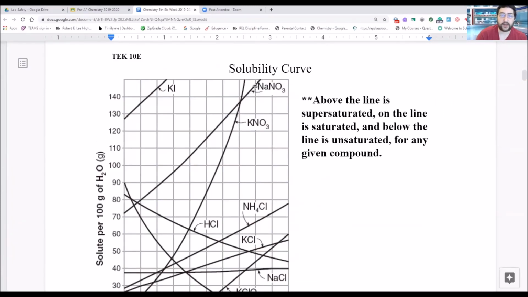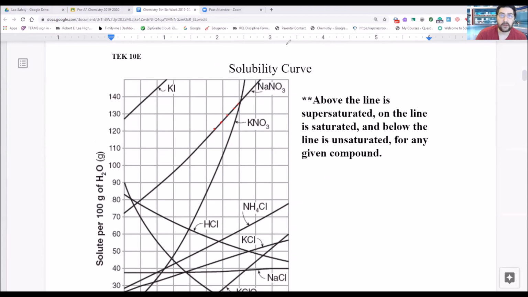This is like the important part here. We said if you're going to be any point on the line, if you're going to be any of these points on the line, then that means that you're saturated at that temperature and that amount of solute.